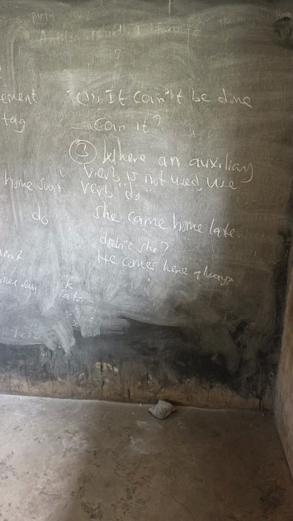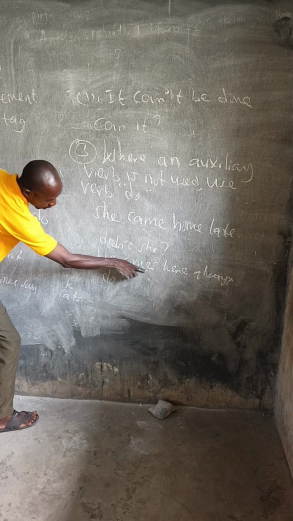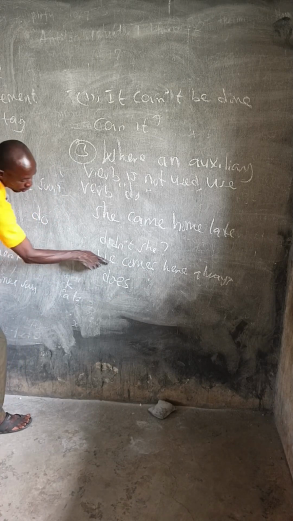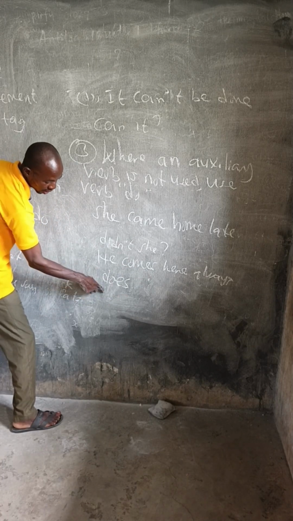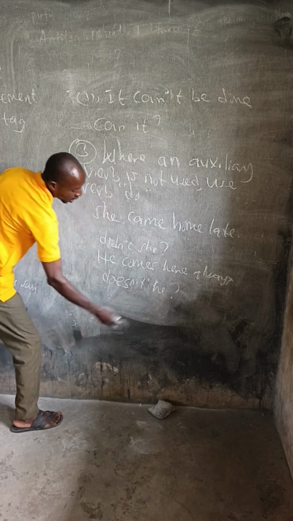Write your "do" somewhere like this, okay? Then bring it down. This is "do." What is the state of this verb? Singular verb. Turn this one to the singular verb as well. It will be "does." Is it negative or positive? It is positive here. It will take negative to be "doesn't he." That's how you do it.